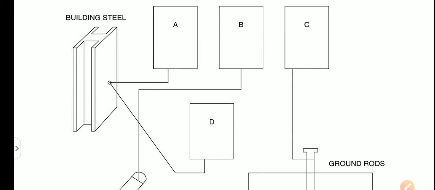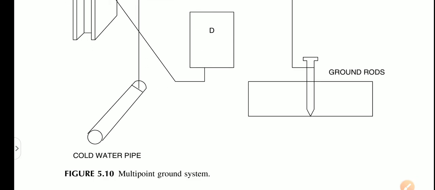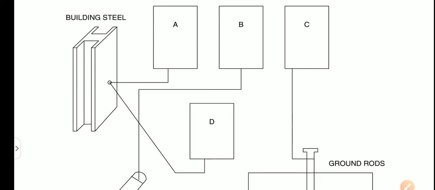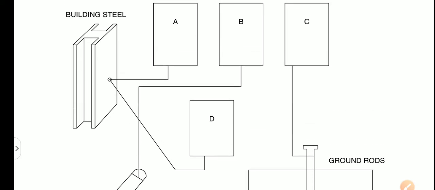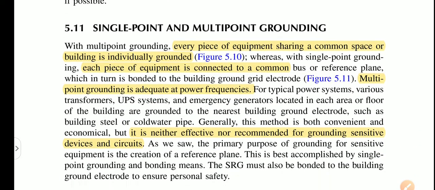Suppose A, B, C, D are all the equipments. They are connected directly to the building steel. That means the transformer or any other big equipment or motor is separately connected to the building steel, which is a common reference point. Suppose this one is connected to the ground rods, this is connected to the cold water pipe, and B is connected to the cold water pipe. So this is multi-point grounding, meaning our grounding point is not the same for all the equipment. And what is single point grounding?